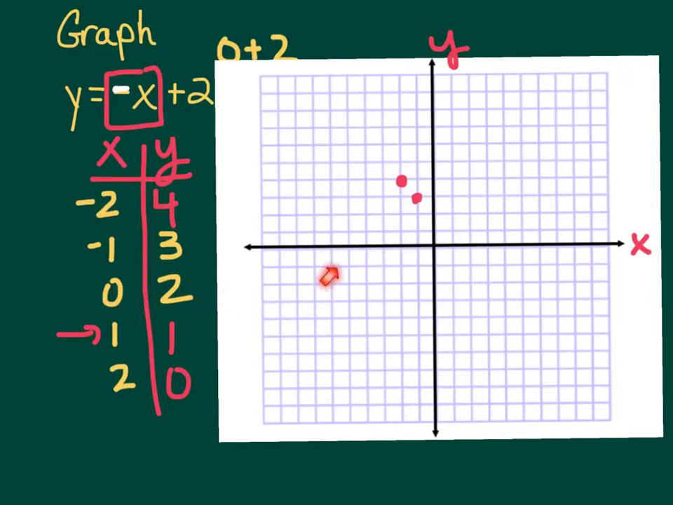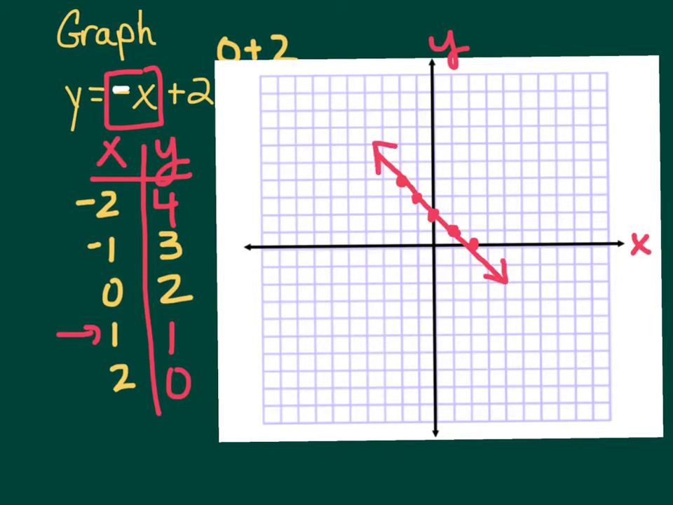My next point is 0, 2, so I'm going over 0, up 2. So that's going to be my y-intercept there. My next point is 1, 1, so I'm going to go over 1, up 1. And my last point is over 2, up 0. Okay, now to make it a complete graph, the first thing I'm going to do is connect it, and draw arrows on the end of my line.